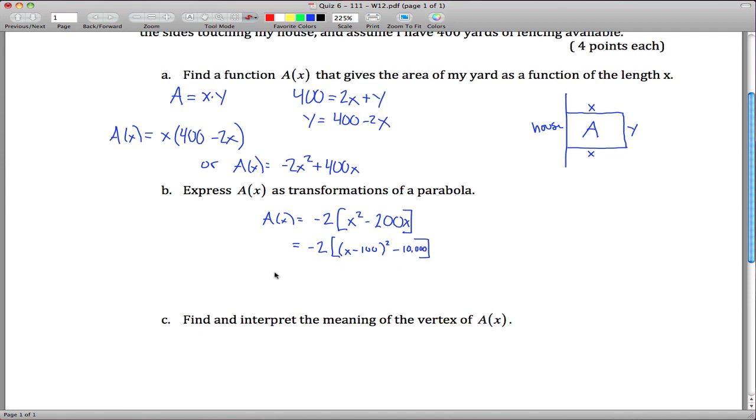You get something like this. And we're almost done. If you distribute this negative 2 back in, what you get is area of x as a function, as transformations of a parabola. So this expression down here would be our final answer.